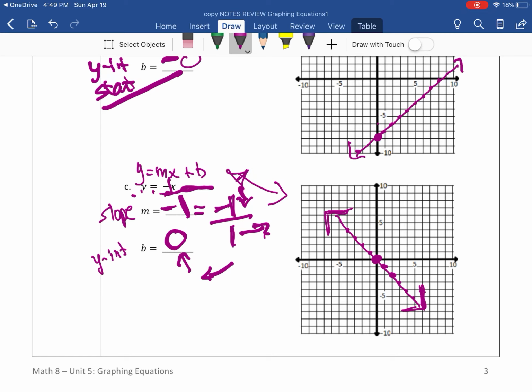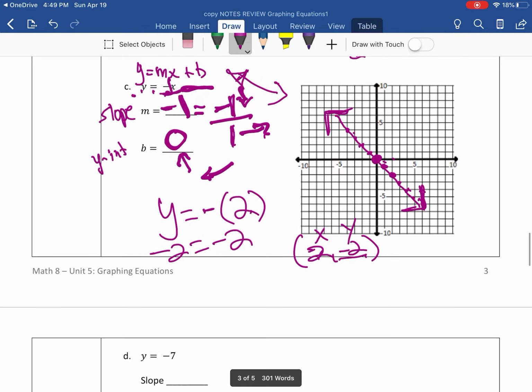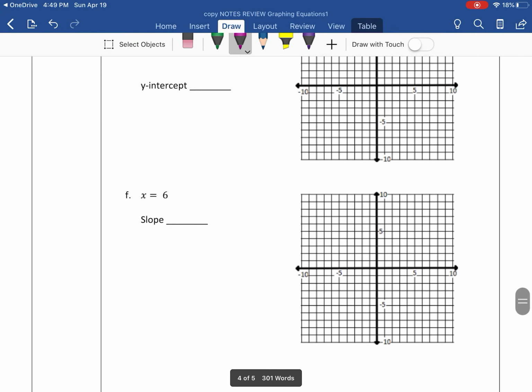So any ordered pair along here is a solution and would work. So y equals a negative whatever our x is. So let's just pick here. What is this one? 1, 2, and negative 2. 2 and negative 2, x, y. So if I put 2 in for my x, put negative 2 in for my y, negative 2 equals a negative times a 2, which is a negative 2. So any point along that line is a solution to that equation.